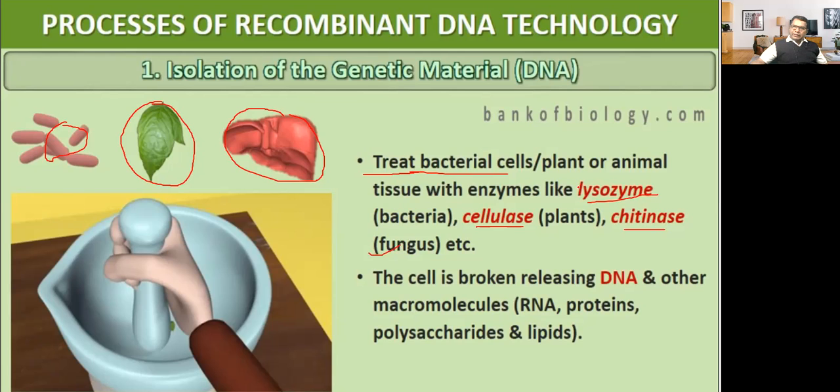Sometimes a question will be there in column A and column B. You have to match A with B. Now the cell is broken, releasing DNA and other macromolecules like RNA, protein, polysaccharides, and lipids. If you are breaking these materials by treating with lysozyme, cellulase, and chitinase, then the cell will be broken, and whatever is inside, DNA or other macromolecules like RNA, protein, polysaccharides, and lipids, will come out.